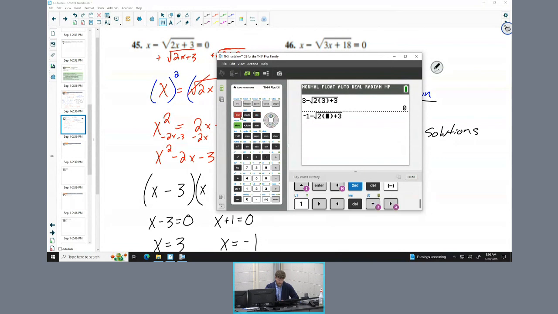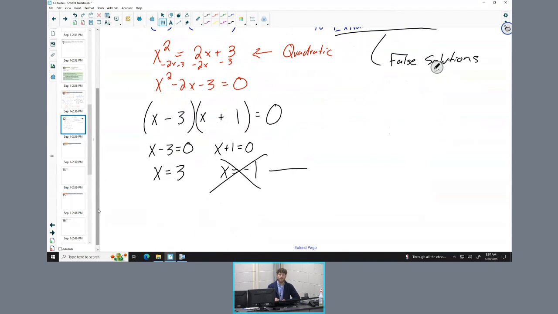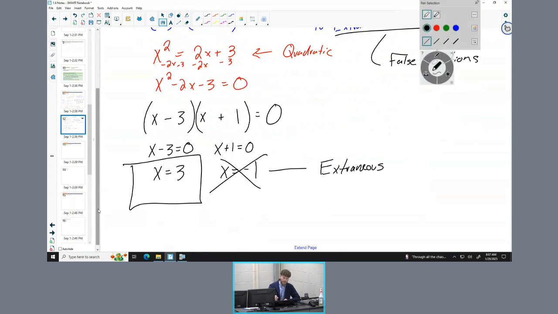All right, I want a second, insert. That makes things a little faster for me. So, and then 1. So I got my -1 in there. Hey, that says -2. That means that's not a solution. Now, that tells me if that's not a solution, this is a false solution, which is called extraneous. So we have the real solution, and then we have the false solution, right? The fake, right?